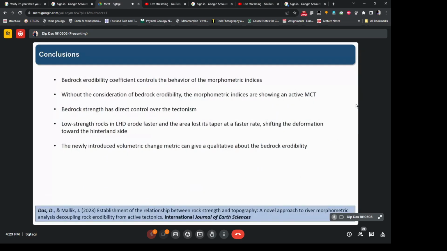Now, from this study, what we can conclude is that the bedrock erodibility coefficient controls the behavior of the morphometric indices, and without considering the bedrock erodibility, the morphometric indices should not be interpreted. The bedrock strength has direct control over the river long profile, and low strength rocks in the Lesser Himalayan duplex region erode faster, and the area has lost its taper at a faster rate, shifting the deformation from the foreland side towards the hinterland side, or the out-of-sequence deformation here. This work was also recently published in the International Journal of Earth Sciences.